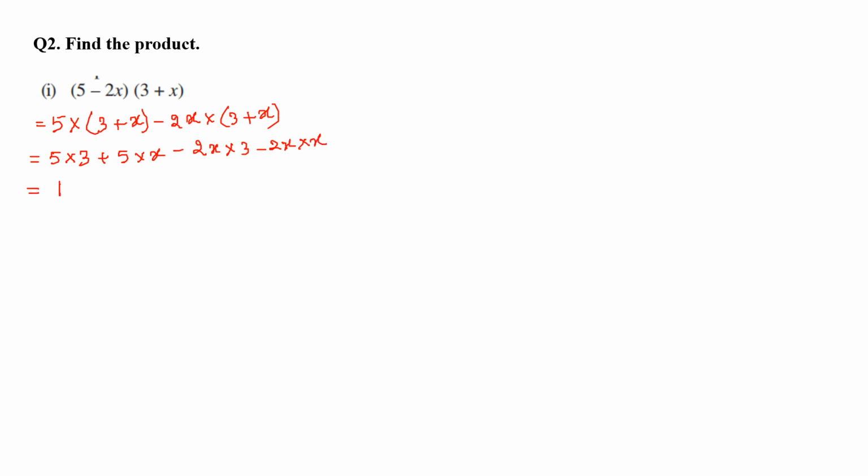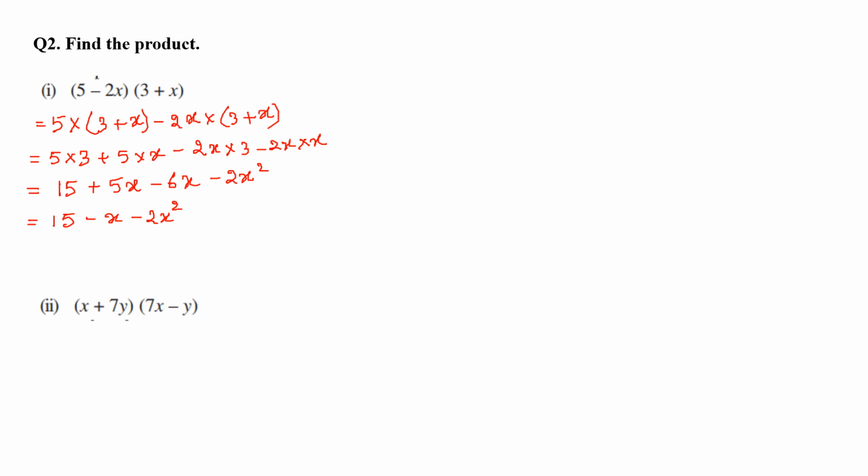So 5 into 3 is 15 plus 5x minus 6x minus 2x square. Now if there is any like term, you have to combine it. So 15 plus 5 minus 6 will give you minus x minus 2x square. So this is the product of the first question.